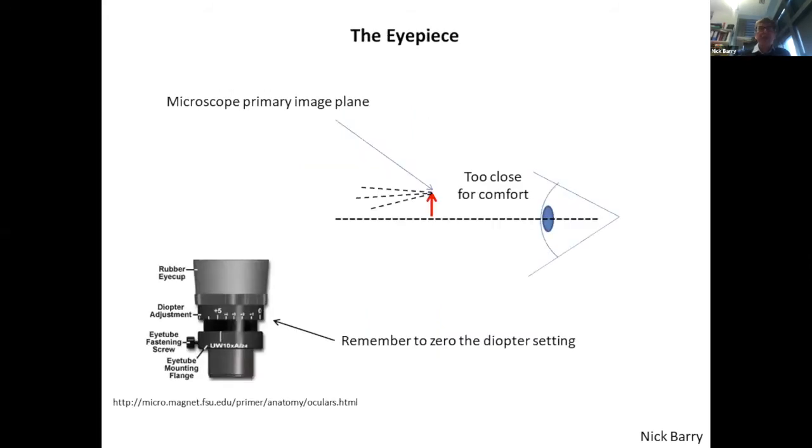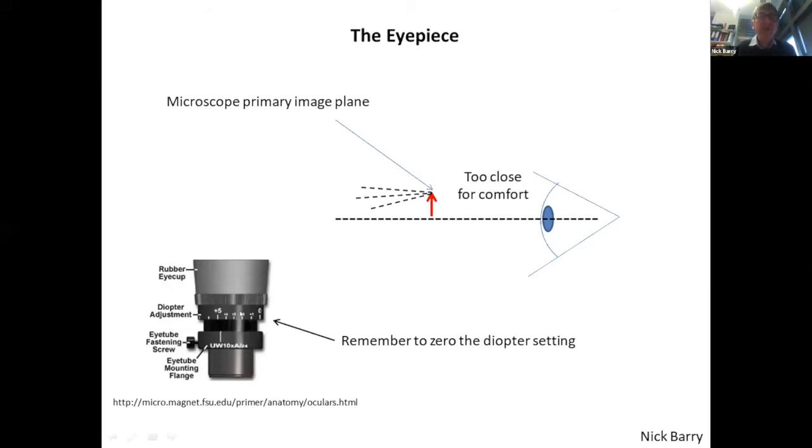What about looking through the eyepieces? Obviously we're not looking at an image that's coming directly out of the microscope. We put the eyeball right up close to it, and you can see where my hand is now. I can't really see my hand, but the eyepiece in itself is a little optical instrument that puts the image a comfortable distance away from my face so that I can actually look at it.